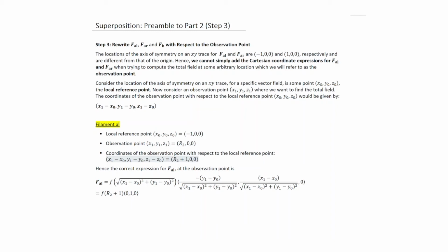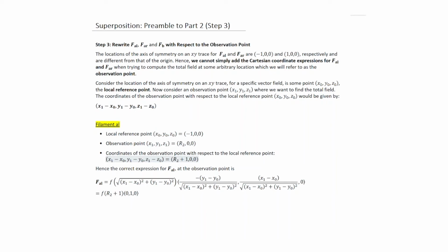The coordinates of the observation point with respect to the local reference point would be given by just the difference between the x, y, and z components of the observation point and the reference point. So let's go through each one of the three current flux density sources individually, one by one.